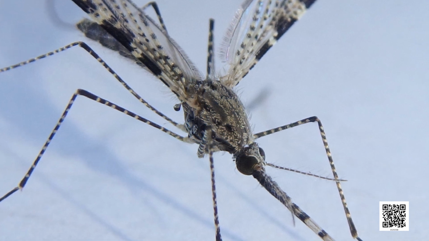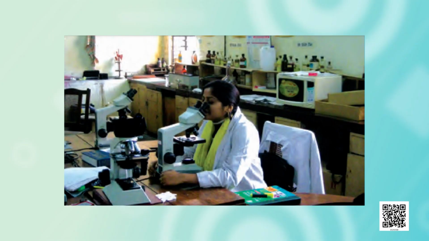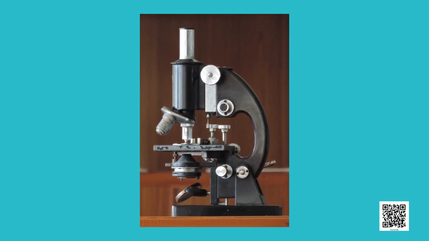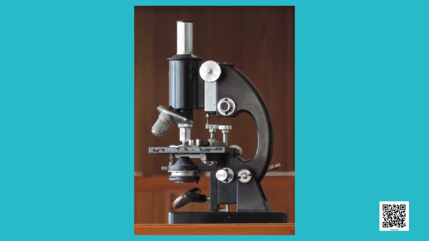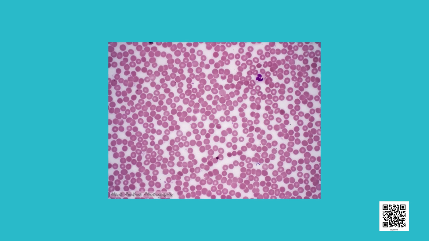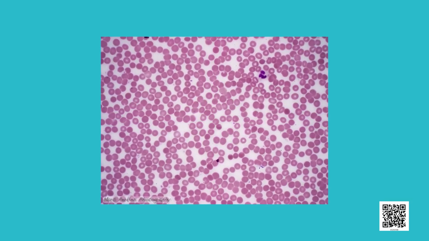Let's visit Dr. Mariam's lab. Dr. Mariam is looking at the blood slide under the microscope. This microscope makes things look 1,000 times bigger. The details inside the blood can be seen clearly. There are some microscopes which make things look even bigger than this one.